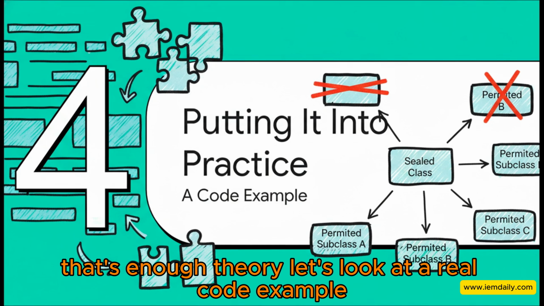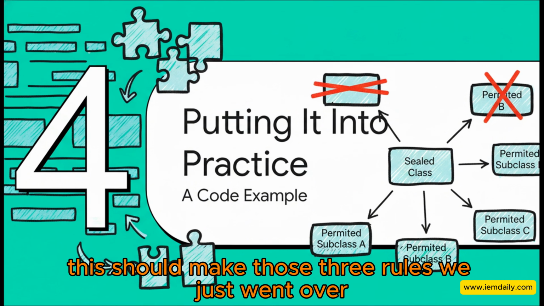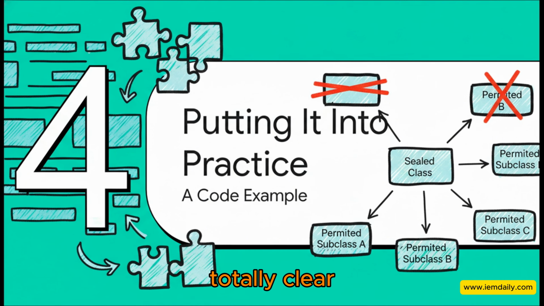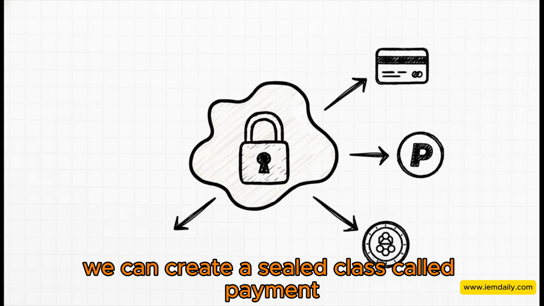Okay, that's enough theory. Let's look at a real code example to see how this all fits together. This should make those 3 rules we just went over totally clear. Let's imagine we're building a payment system. We can create a sealed class called Payment.